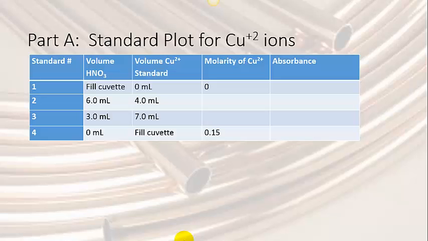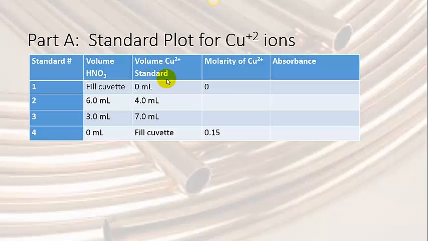This is right out of your lab, and you should have this data table in your lab notebook before you even come to lab. Okay. So we will have 4 points on our plot, standard number 1, 2, 3, and 4. When you come into lab, you will see 2 burettes set up in the hood. One will have nitric acid in it, and one will have a copper standard in it. Standard just means that we know the concentration of it.